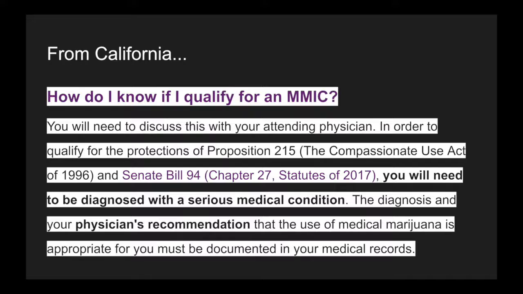Next, I looked at the Montana Department for Health and Human Services, and apparently there's a Montana medical marijuana program. I looked at California just for fun because they're a big state, and they have a medical marijuana program too. And they say in order to get a prescription for marijuana, you will need to be diagnosed with a serious medical condition. The diagnosis and your physician's recommendation that the use of marijuana is appropriate for you must be documented in your medical records. Just to review, Montana and California are states in the United States of America.